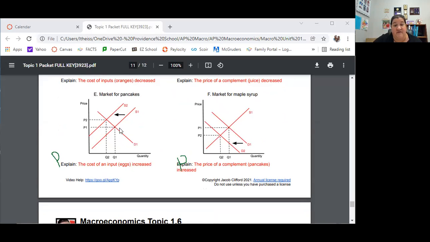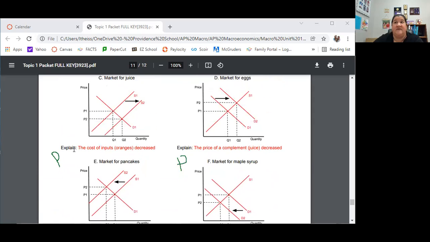Again, compare the equilibrium points. Here's Q1 on my new supply curve. Here's Q2, price 1, price 2. What happened to price in this situation? So in this one, because the price of eggs increased, my supply for pancakes decreased. What did it do for my price of pancakes? The price increased.